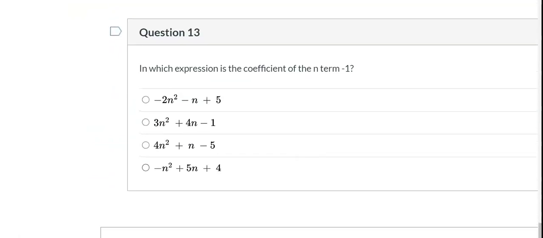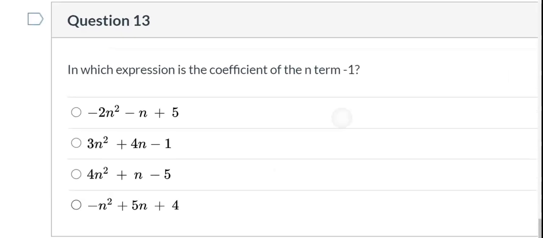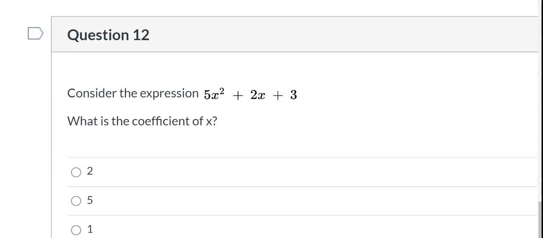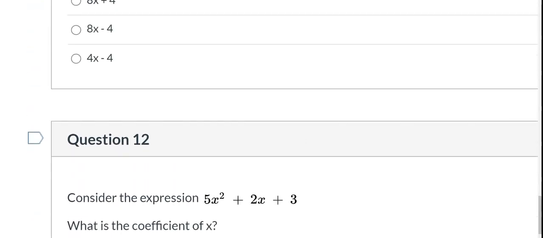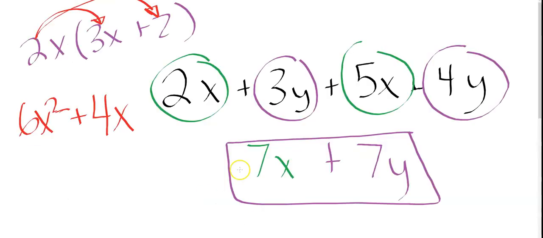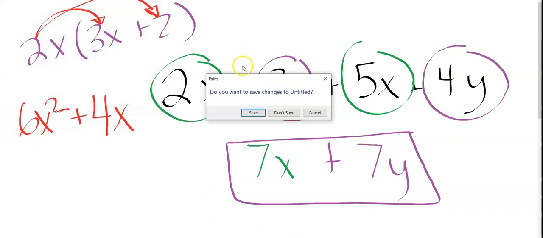All right. And coefficient, that is just the number in front of a variable. So if you see any questions about coefficients, and they ask, what is the coefficient of x? Well, the coefficient is just the number in front of x, whatever that coefficient happens to be. Okay, so if I am looking for the coefficient of something, and in this case, they're asking us to find the coefficient of x. Well, the coefficient here would just be 5. Okay, that's just the number in front of x.